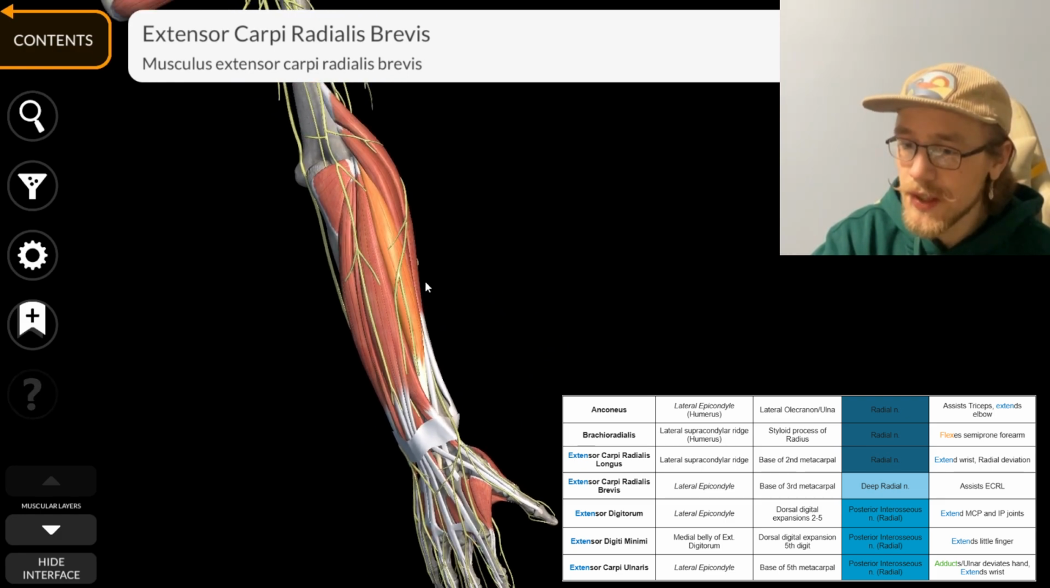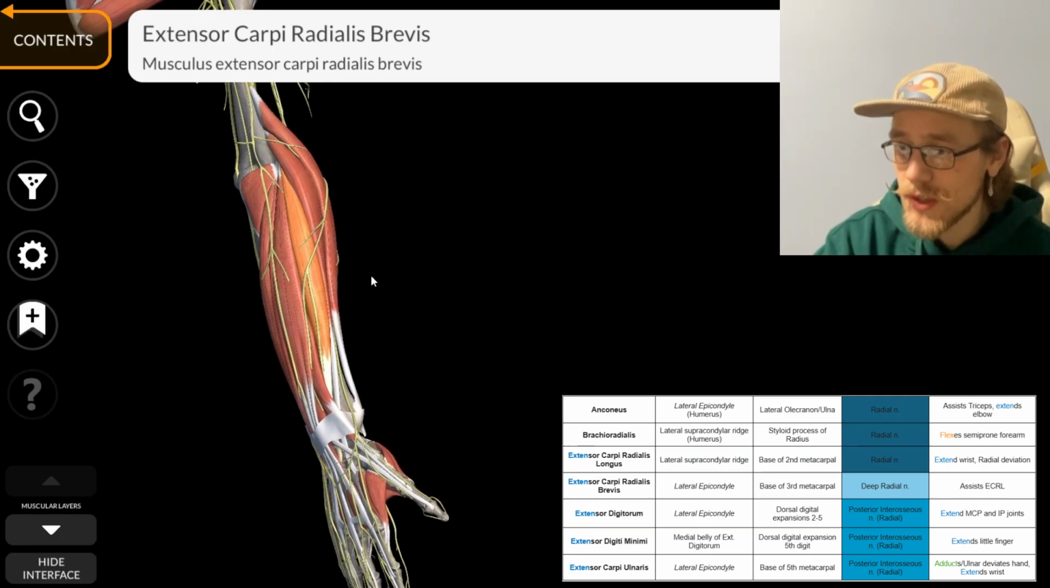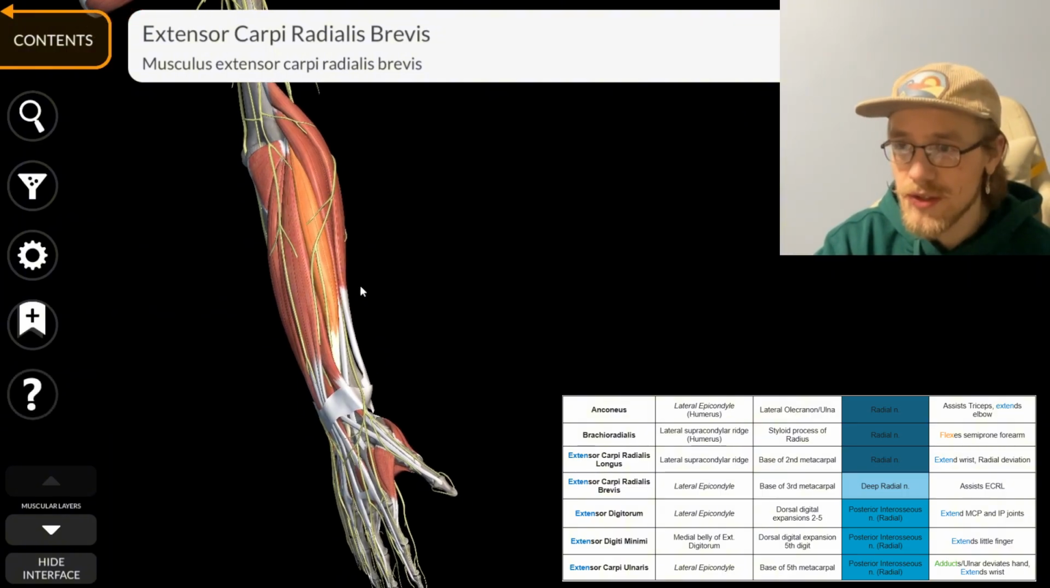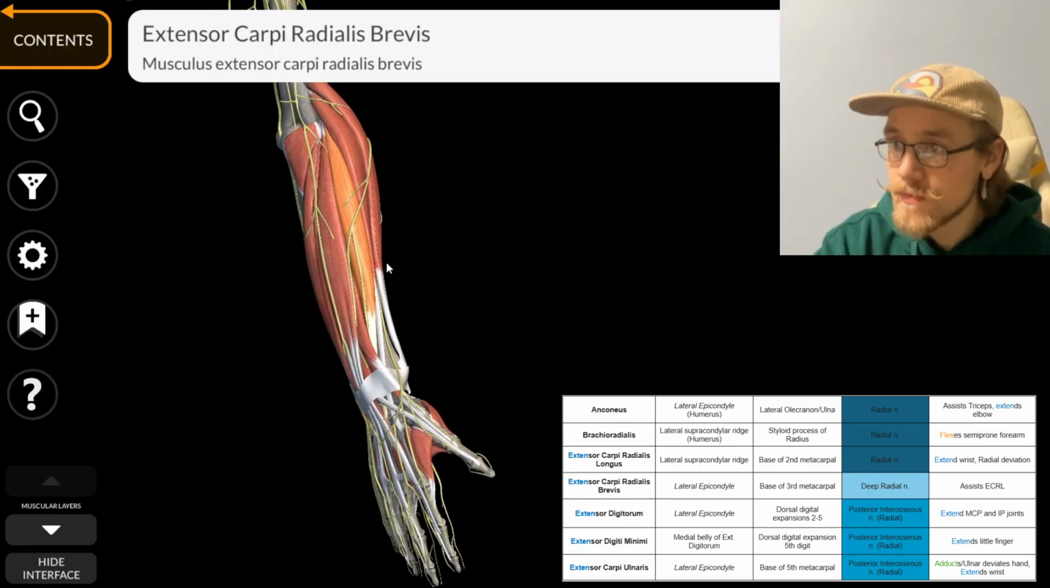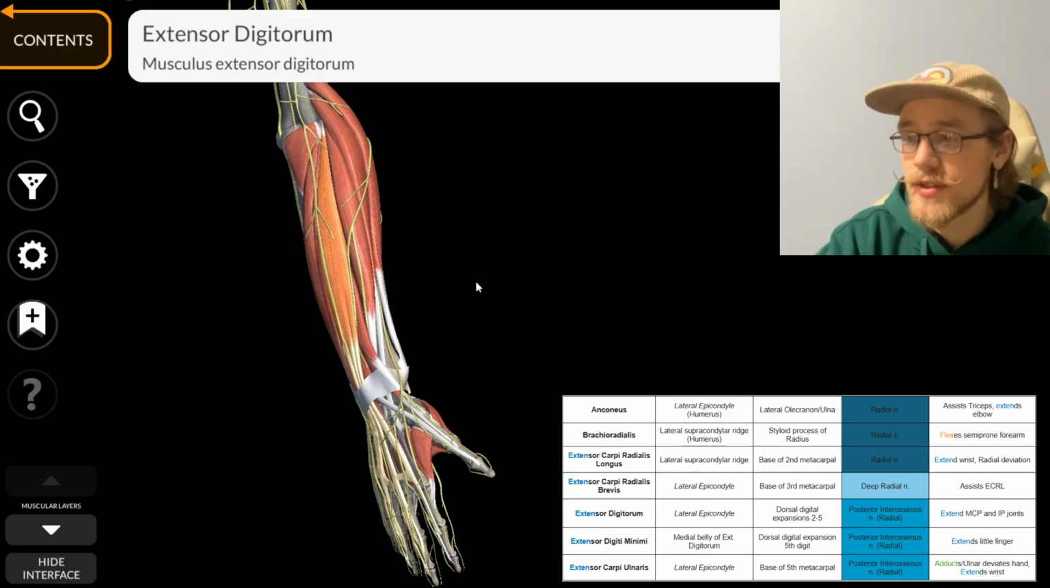It is going to be innervated by the deep radial nerve. So that's our first change we see away from the radial nerve here in this specific group. And it is going to assist our extensor carpi radialis longus. That's going to be its main action. Just next to that, if we keep going in this same line, we've got extensor digitorum.